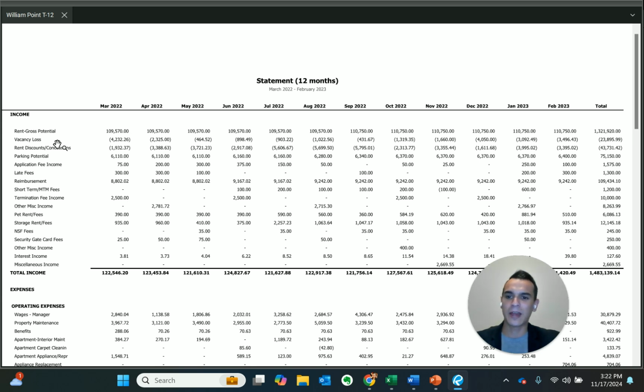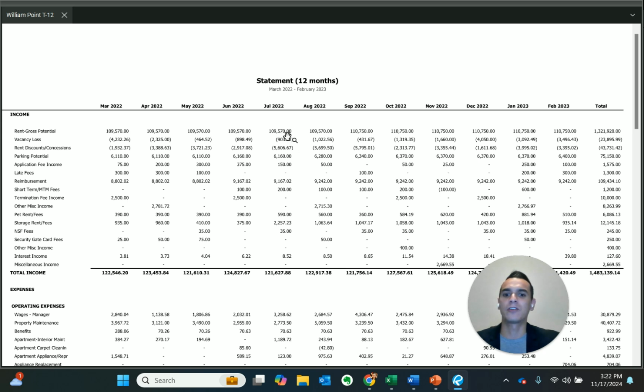The next one is vacancy loss. We're taking away any vacancies, so if a unit is vacant, they're going to add that in here. Just scanning across this, you can see where we were having the most issues with vacancy. It was probably in March of 22. Then it went down. May, June, July are all pretty good months in terms of vacancy.